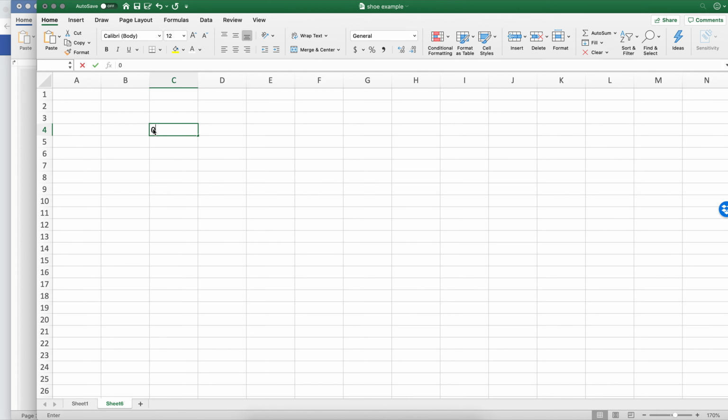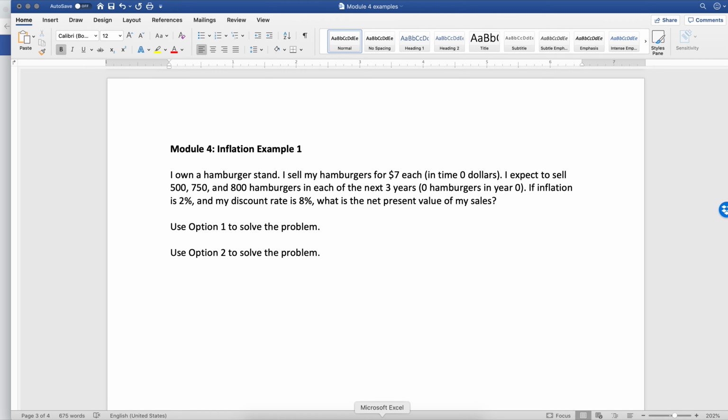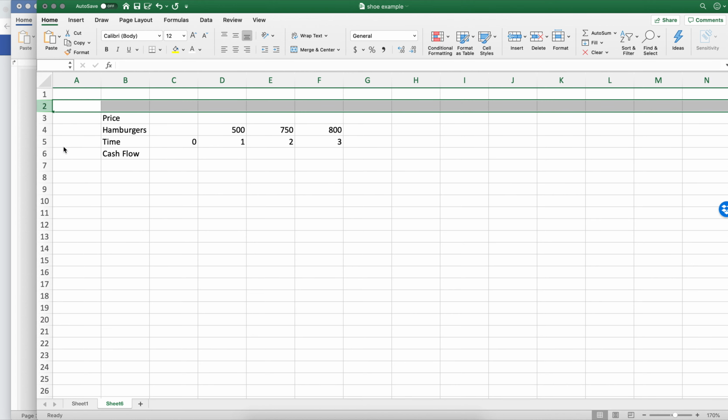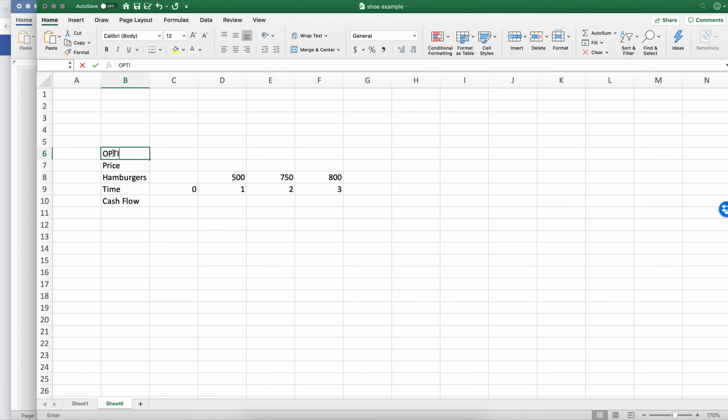Okay, so I'm just going to set up my cash flows. We're going to sell 500, 750, and 800. My price, let me add a few rows here. I'm going to write option 1 in bold. Alright, my price in time 0 is $7. I have inflation that is 0.02, and I have a discount rate of 0.08.